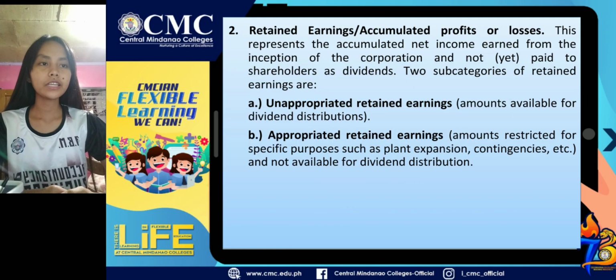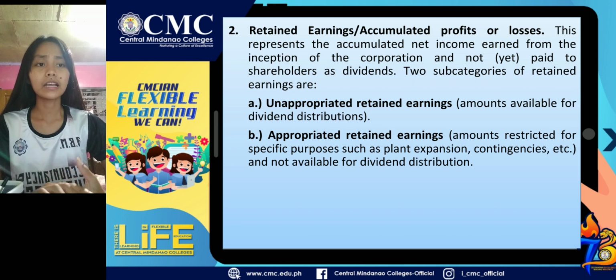Next, we have the retained earnings, or accumulated profits or losses. This represents the accumulated net income earned from the inception of the corporation and not yet paid to shareholders as dividends. So, itong retained earnings, ito yung kinita ng isang company or isang corporation noong nagsisimula pa lang yung operation ng kanilang business, which is kailangang hatian or kailangang bigyan yung mga shareholders nila. Which is dito sa retained earnings, meron lang na-earned na income yung corporation pero hindi pa nabibigyan yung shareholders.